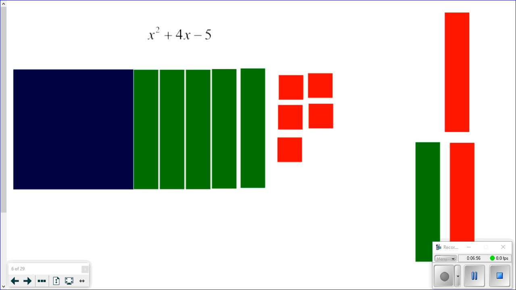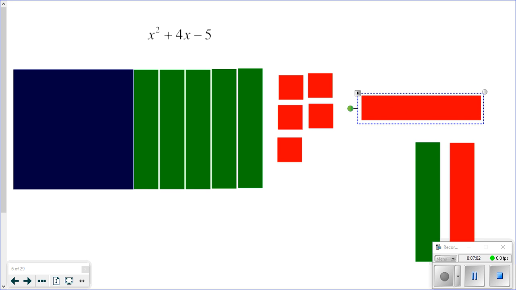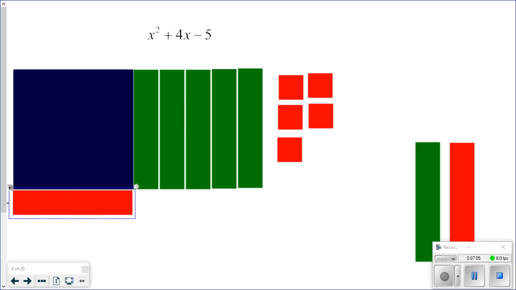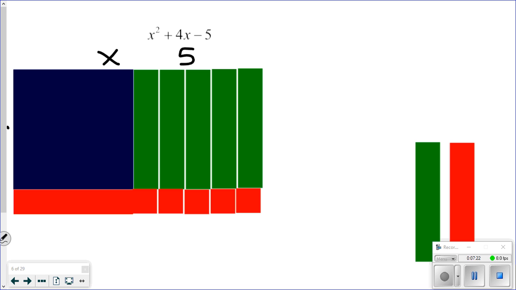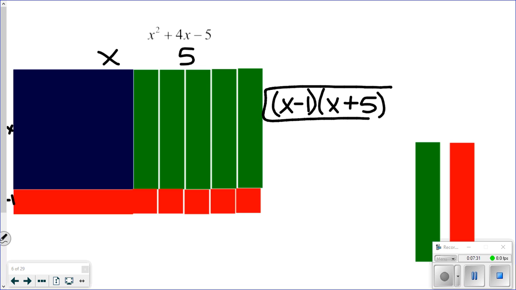If I add in a green, it has to go by the green because they're like terms. But then I need to add in a red down here to cancel it out. And it looks like this is going to work. So this is x and a positive 5. This is x and a negative 1. Order doesn't matter, remember. Negative 1 times 5 is negative 5. Negative 1 plus 5 gives me that middle 4.